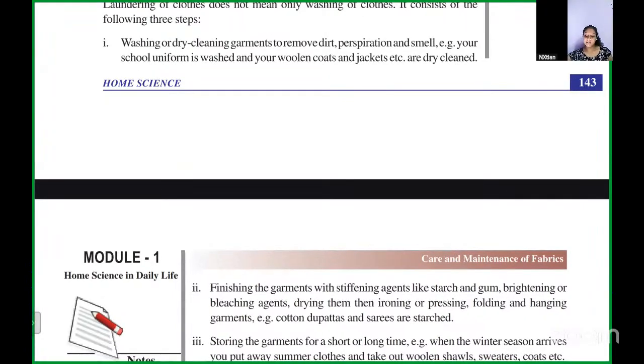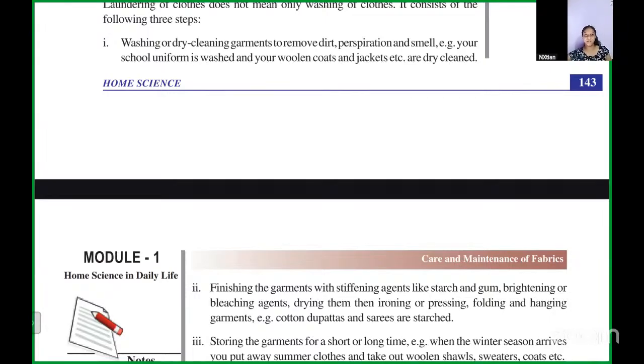Washing or dry cleaning garments to remove dirt, perspiration, and smell. For example, your school uniform is washed and your woolen coats and jackets are all dry cleaned. You've seen this, right? Our heavy woolen clothes, our coats, jackets, all of them are usually dry cleaned, right? We don't just put them in a washing machine. We mostly give them for dry cleaning.